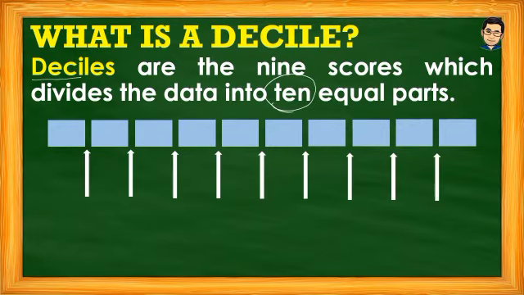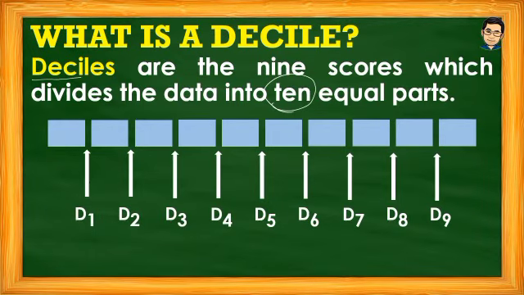And then, yung mga location ng ating mga scores na yan, ayan, D sub 1, D sub 2, D sub 3, D sub 4, D sub 5, D sub 6, D sub 7, D sub 8, and D sub 9. Okay, so dito naman, ang equivalent ng bawat position na yan is 10%. For example, D sub 1, that is 10%. D sub 6, that is 60%.